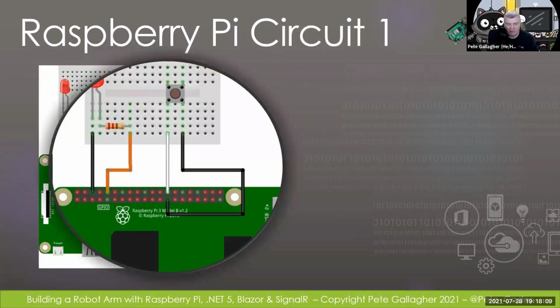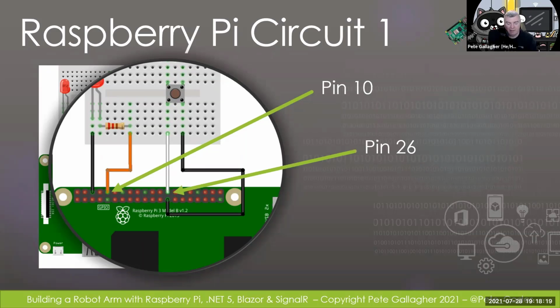So what I've got here is an LED, a button, and a resistor. I've got one side of the LED connected to pin 10, and that goes through the resistor and then back down to ground to make that circuit, so I can flash the LED. And then I've got one side of a button here connected to pin 26. And you'll notice here that there's only one resistor.